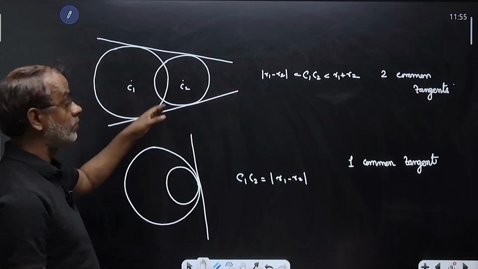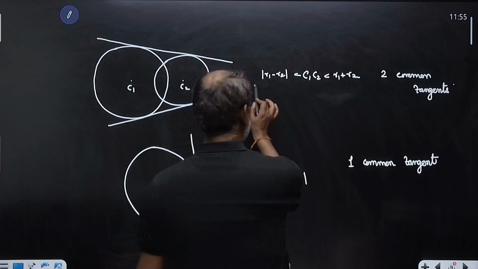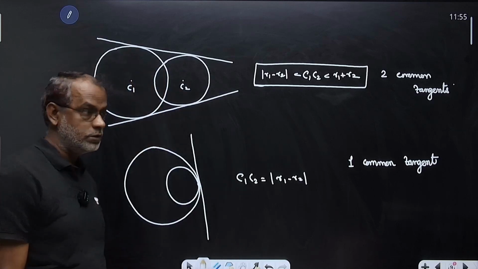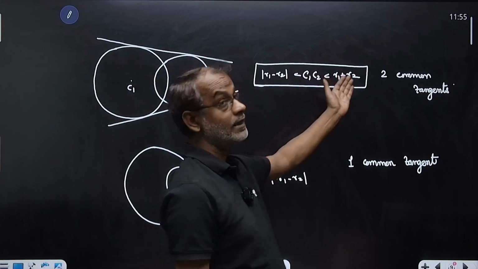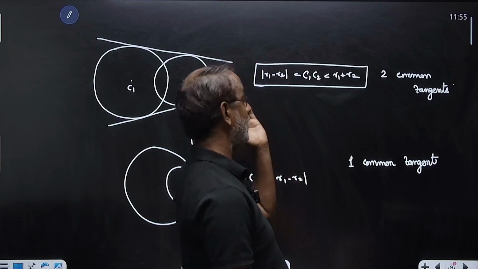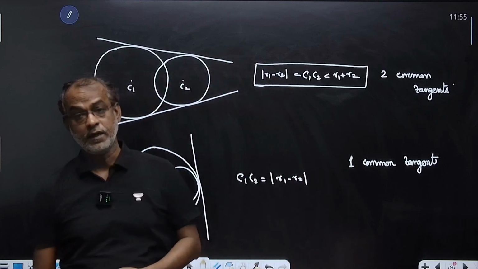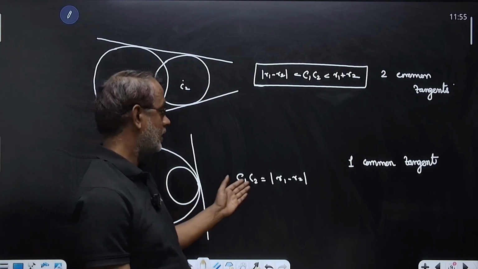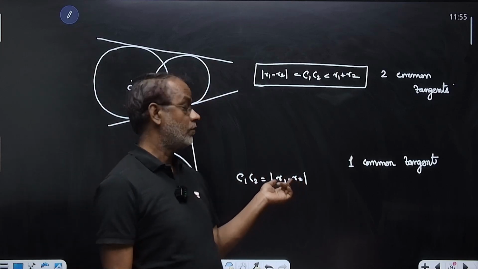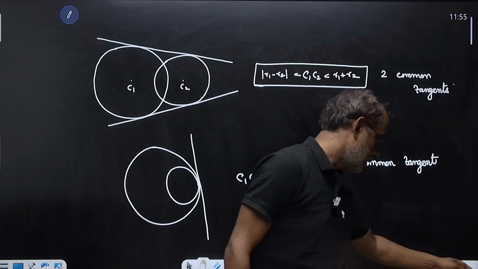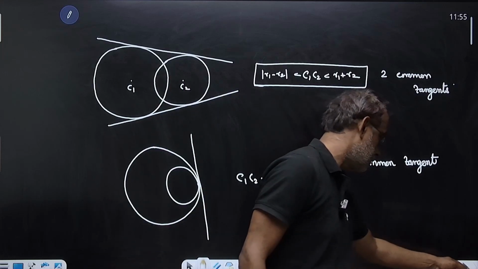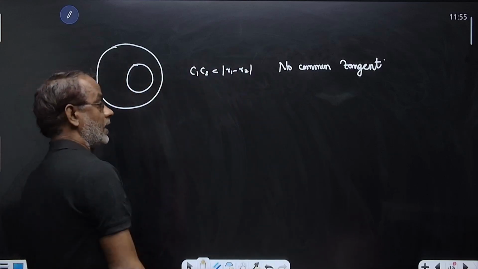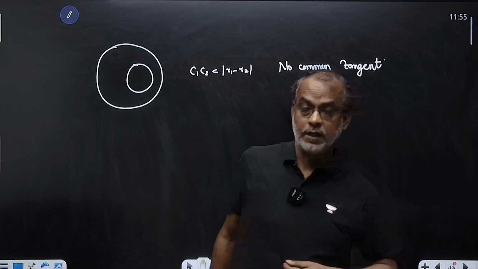If they intersect at two distinct points, please remember this, this is the condition that the circles intersect at two distinct points: the distance between their centers is less than the sum of their radii and greater than the absolute difference between their radii. When they touch each other internally, the distance between the centers is the absolute value of the difference between their radii. And if one completely lies inside the other, then this is less than mod R1 minus R2.